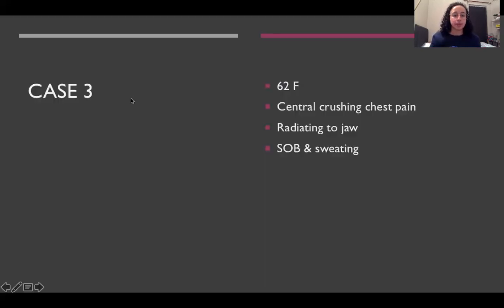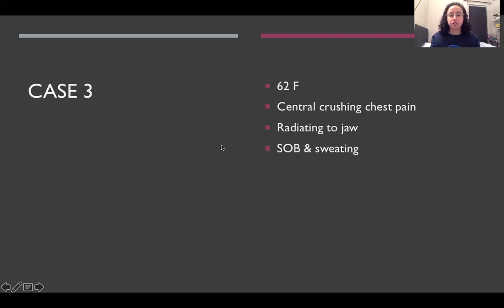Okay, so this is the final case. We've got a 62-year-old female with central crushing chest pain. It radiates to her jaw, and she's had shortness of breath and sweating. So what is, well, I say differentials, what is our diagnosis here? Yeah, great. So you're thinking it's an MI. For me, in past OSCEs, this has been a history station. So you would use SOCRATES for the pain, you would do ICE, asking what are you worried about? What do you think it is?